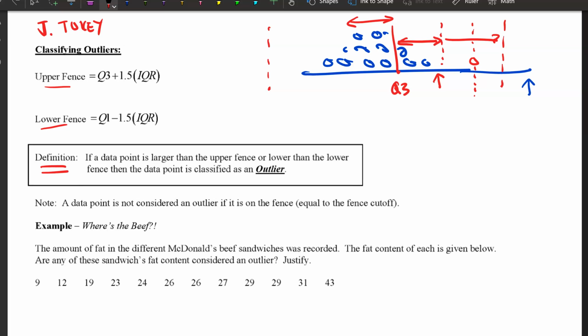And by definition, if a data point is larger than the upper fence or lower than the lower fence, it is classified as an outlier. Okay, just a rule of thumb, but it's pretty widely accepted. Note, if a data point is on the fence, it is not considered an outlier. So if it's right on the fence, it would be not an outlier. Okay?